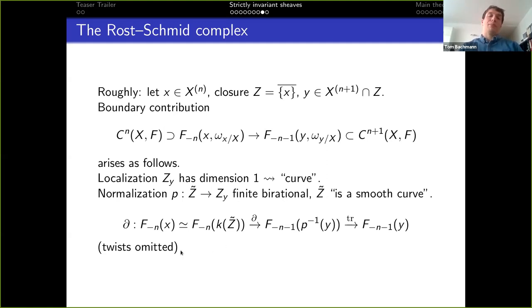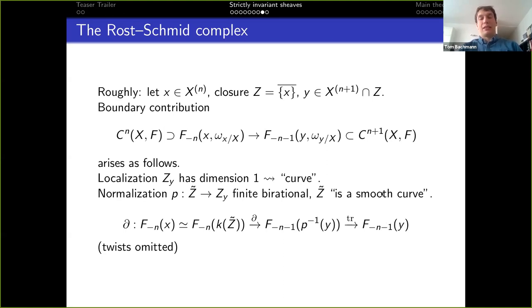And then how does the boundary map work? Well, you start at F minus n of x, right? Because this map P was birational, it means that the generic point of this Z tilde is the same thing as the generic point of Z, which is x. So that's actually the same group here as the generic point of the smooth curve. And then we had a boundary map for smooth curves, which then goes into the special fiber. And now you're in some field extension, so you have to transfer down again.